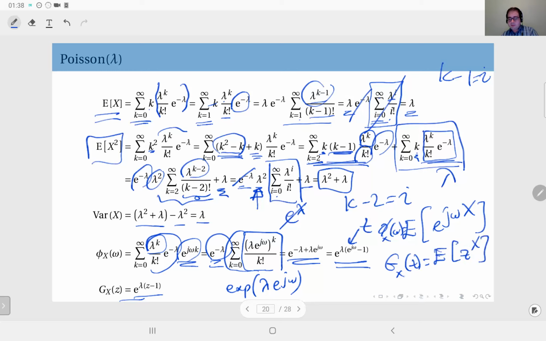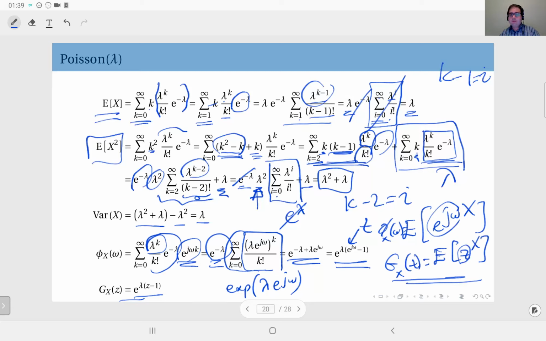And if you remember, this was defined for distributions where the sample space is 0, 1, 2, etc., the non-negative integers. And in that case only, you can replace e to the power j omega with a z. And in this Poisson distribution, we have that relationship. So I could have done that, but it's not always the same.